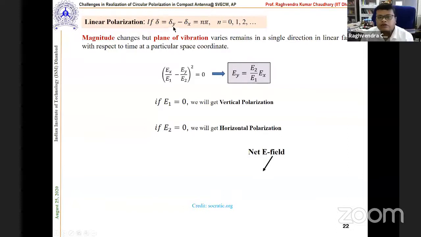Now talking about the linear polarization, the condition is that the phase difference between these two components should be n pi, which means they should be aligned. This picture will be more clear to you. This is a situation where, in a particular direction, your fields are oscillating, let's say in the EY direction. If E1 is equal to zero, then we are saying this is vertically polarized. If E2 is zero, we are saying this is the horizontal polarization. So this is actually the linear polarization, what we can experience.